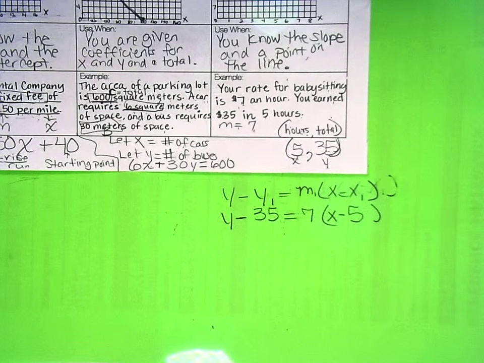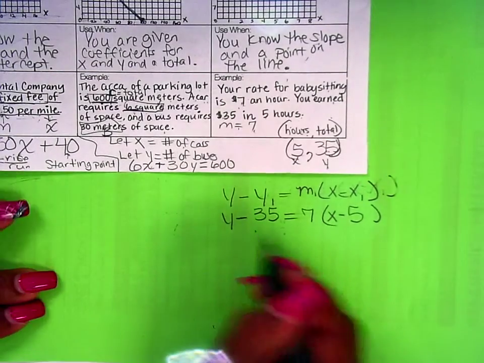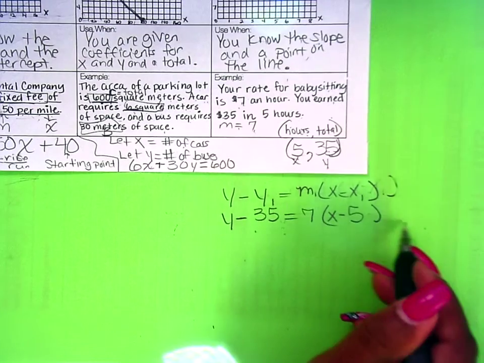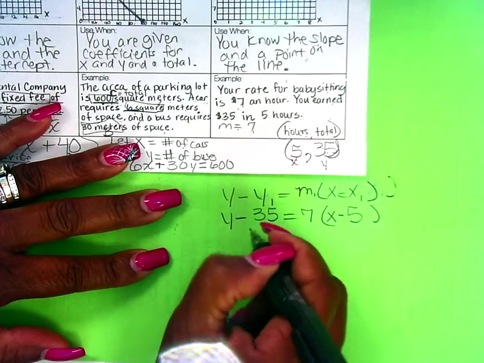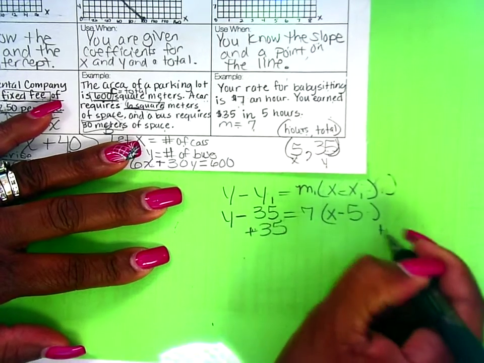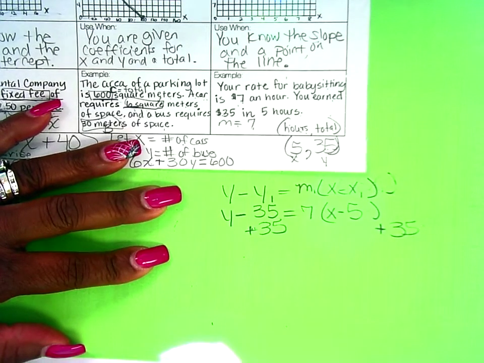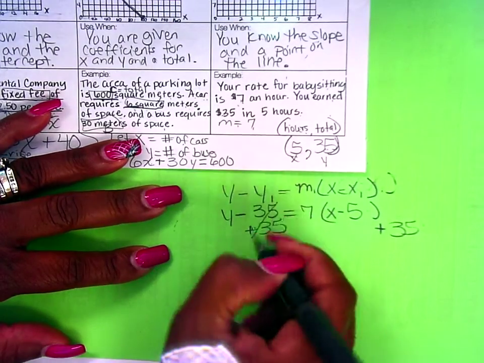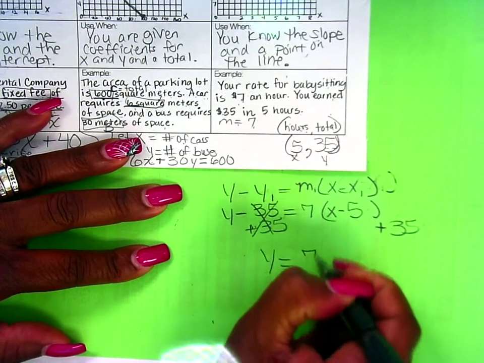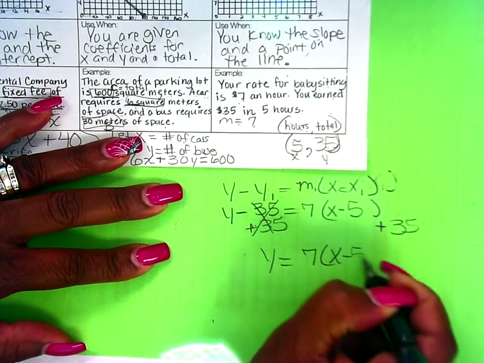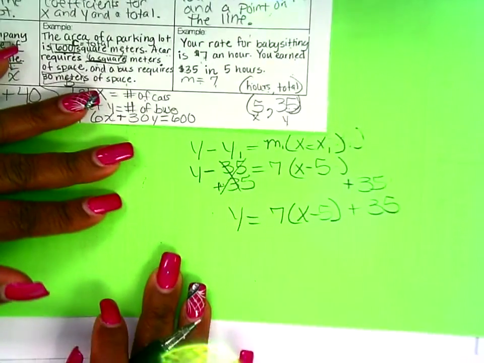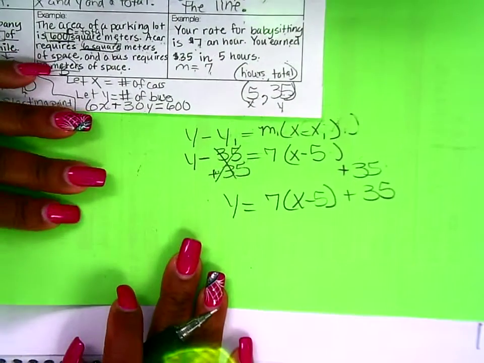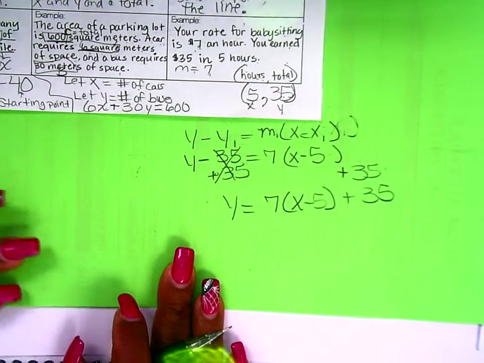I'm hearing two things. They said add 35 to both sides, and then they said the parentheses. I'm going to add the 35 first. I can't go inside the parentheses right now, so that leaves me with y equals 7 times x minus 5, close it, plus 35. I have to get rid of the parentheses.